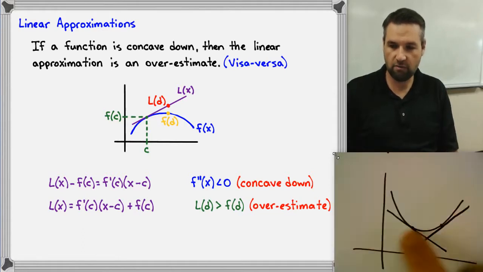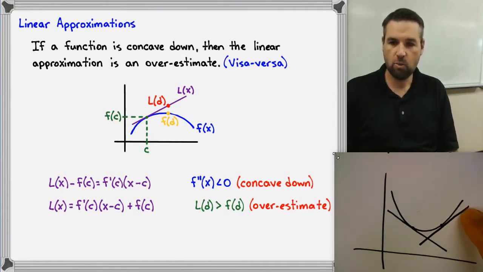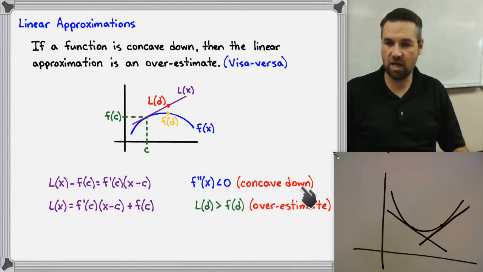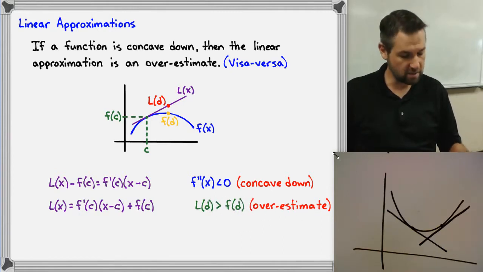And of course, we can go the other way with that. If we have our function opening up, we would have f double prime of x greater than 0, which implies f is concave up, and therefore the linearization would be less than the actual function's value, and therefore it's an underestimate.